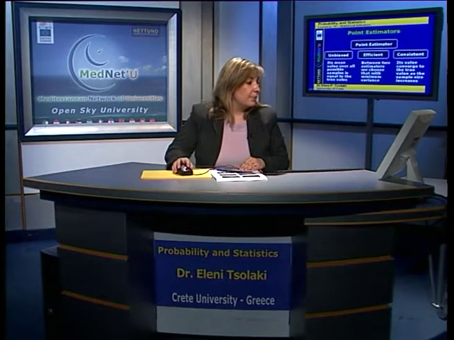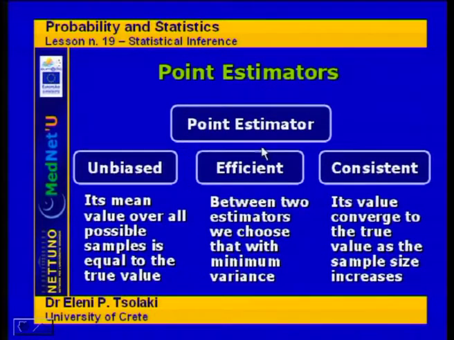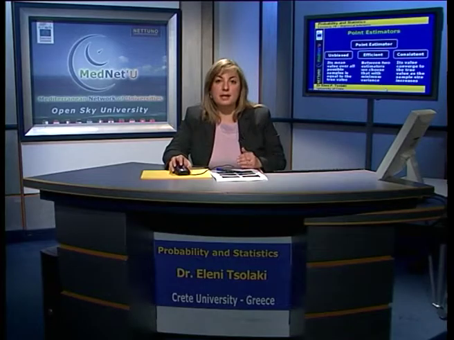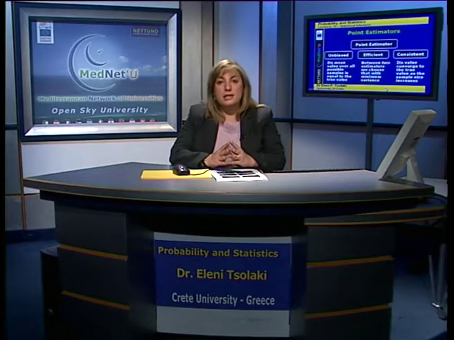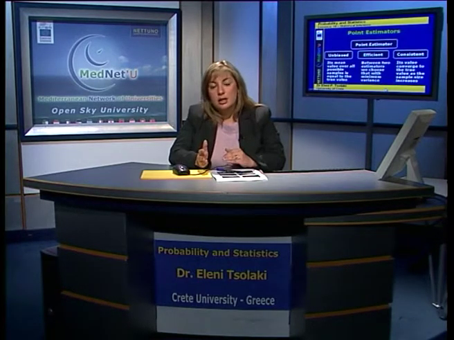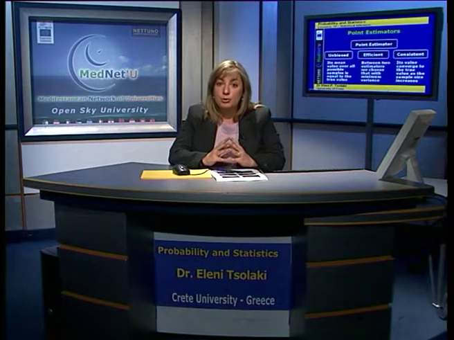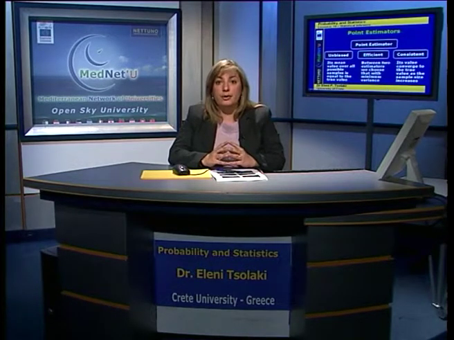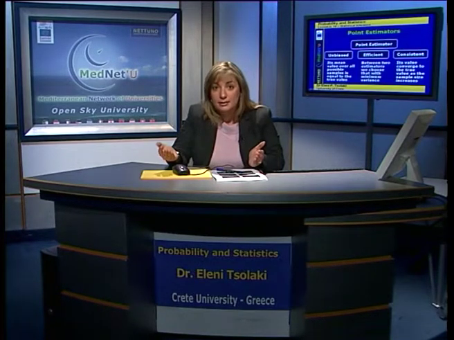It should also be efficient. That means between two estimators, we choose the most efficient one, the one with minimum variance. That means that we got an estimator whose mean value is equal to the true one, but we do not want what we get to be spread, to have a lot of spread in the data.